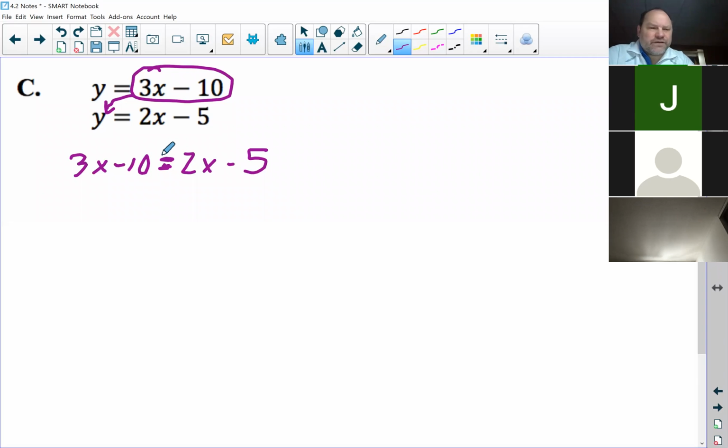So this sets up a kind of newer situation. Now we have variables on both sides of the equal sign. When that happens, what I like to do is get my variables on the same side first.